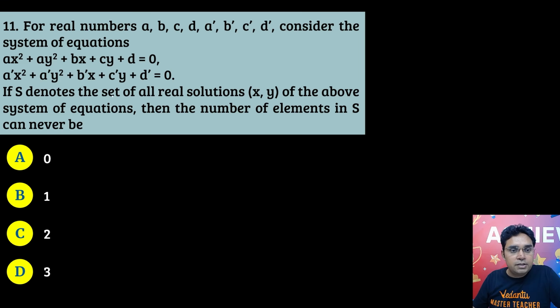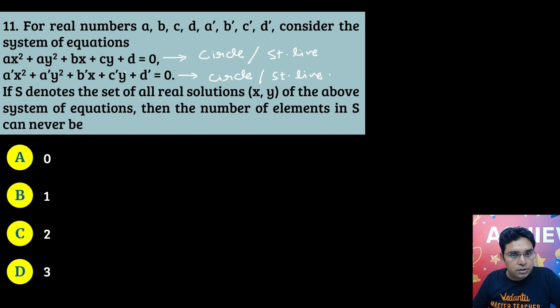If S denotes the set of all real solutions x comma y of the above system of equations, then the number of elements in S can never be. Please notice both the equations are such that the coefficients of x square and y square are the same and there is no xy term, which means each can represent a circle. But if a and a dash are 0, then these equations can represent a straight line also. In fact, for an imaginary circle, there can be no locus at all.